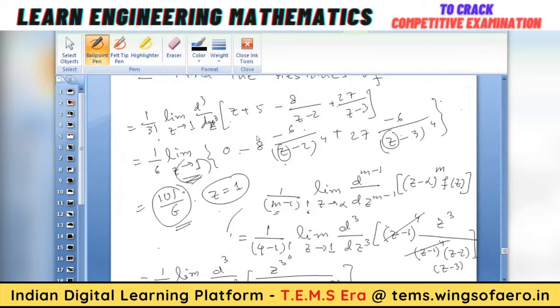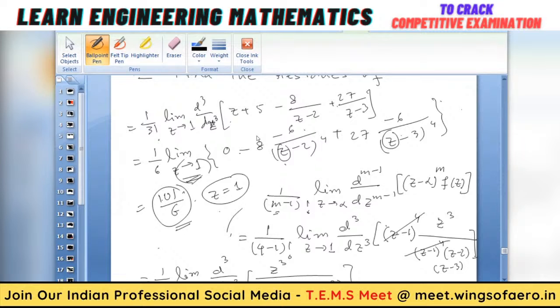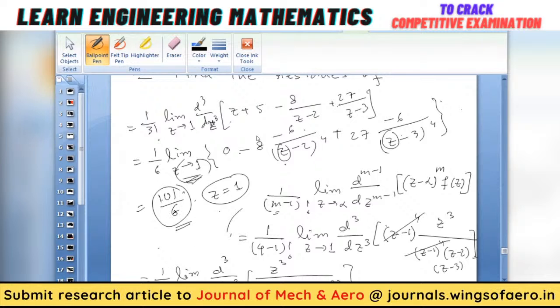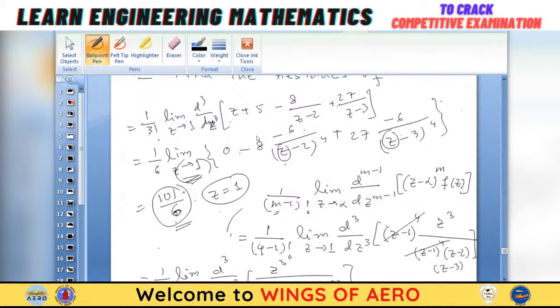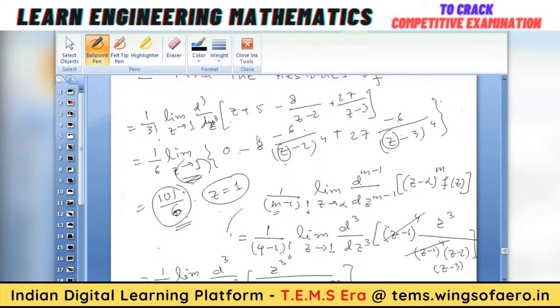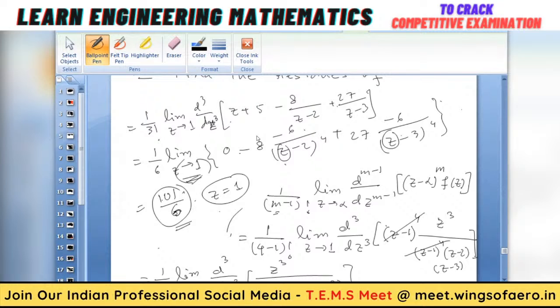Sir, when we say we got 101 by 6 as the residue at z equal to 1, what is the meaning of this residue? What are we trying to say? Residue meaning is a definition. If you ask what is the meaning of residue, I can't tell you the meaning because it doesn't have a particular type of physical explanation.